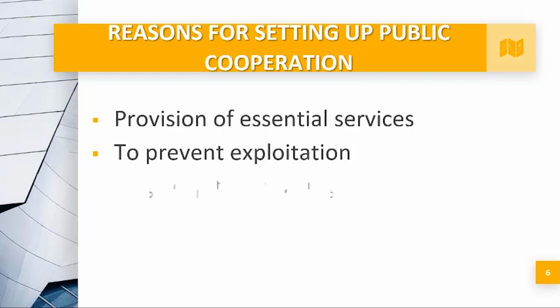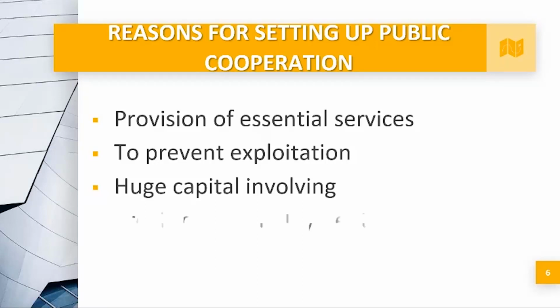Then number 3, we said huge capital involved. You see, the reason why public corporation came into existence is because the amount of money needed to invest in certain establishments is extremely high. A private individual may not have the capacity to do that, but the government has the capacity. They can invest in risky ventures. A venture simply means anything you do to make profit, okay? So they can invest in risky ventures. If it works, fine. If it doesn't work, they still move on. But a private individual may not have the capacity to do that. So that is why public corporation is created.